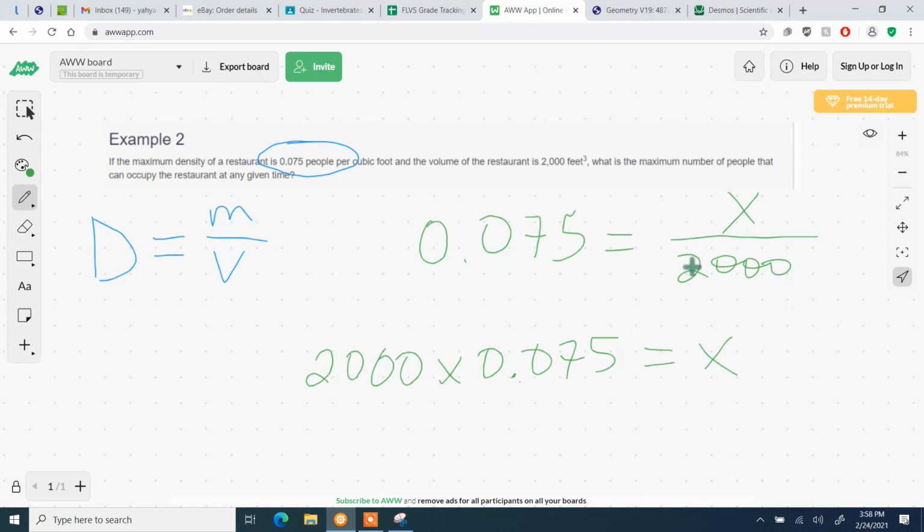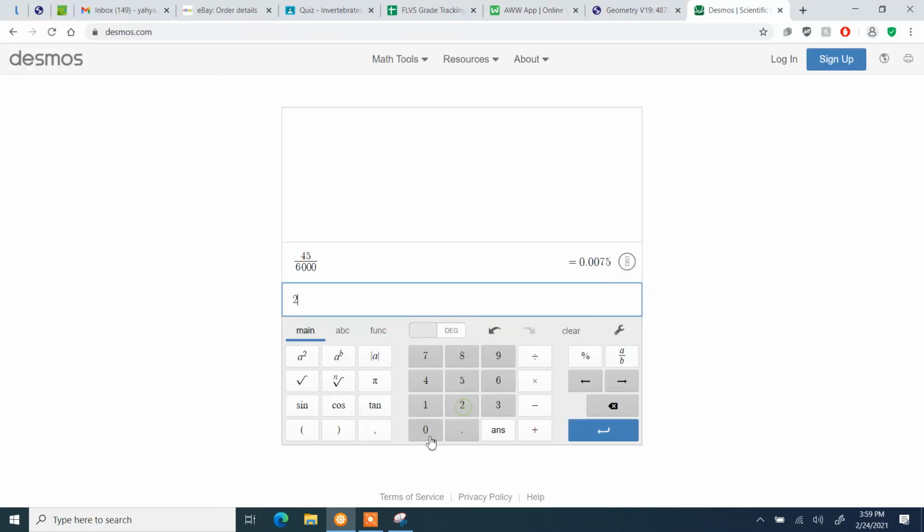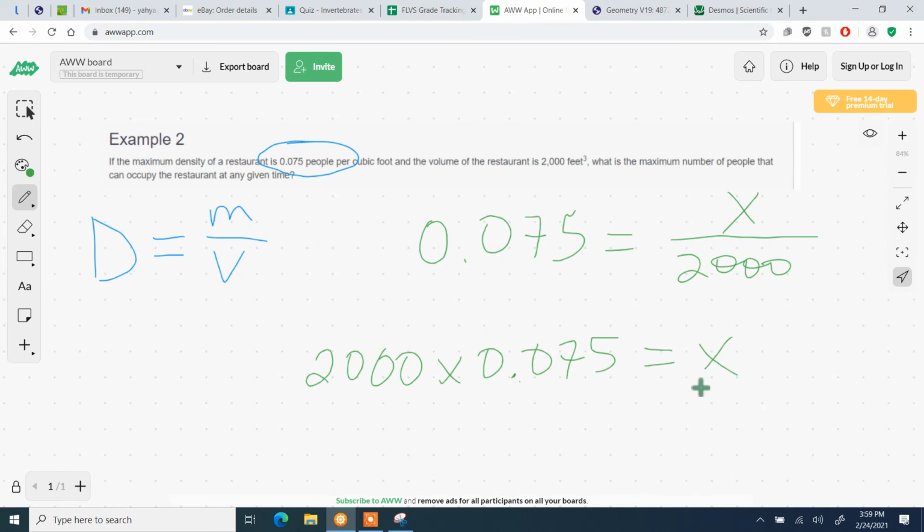On the right side, the 2,000 is going to cancel out, and on the left, I'm going to have 2,000 times 0.075. So let's go ahead and put this into the calculator. 2,000 times 0.075 is going to be 150. So that means 150 people can fit in this restaurant.